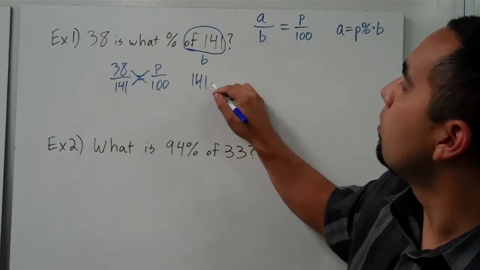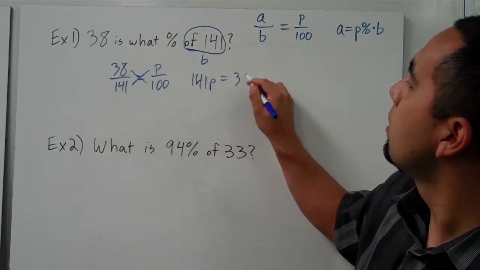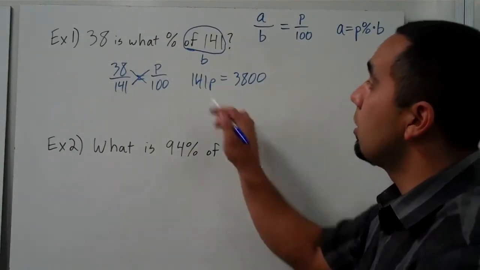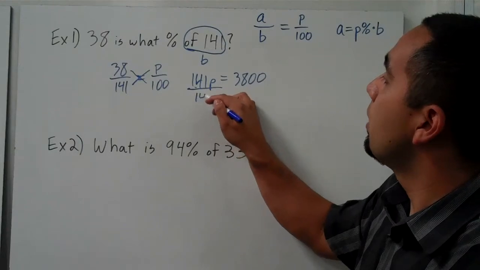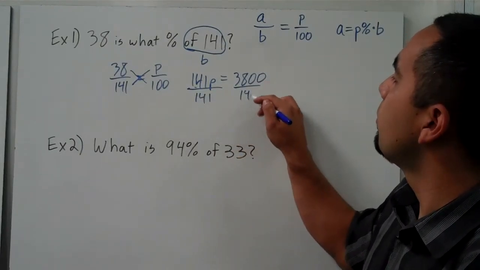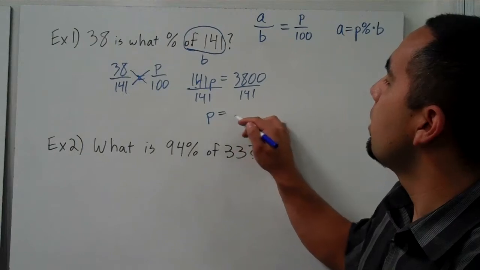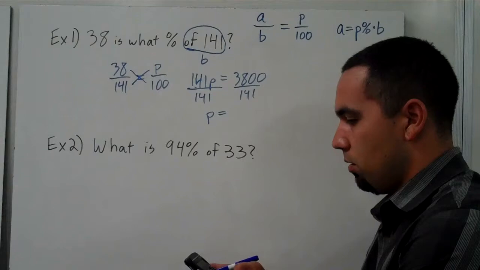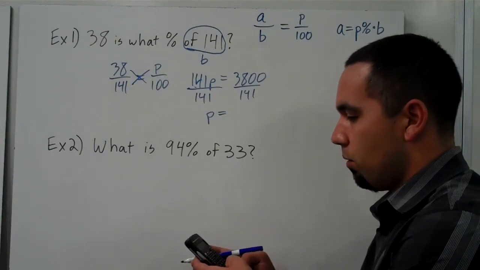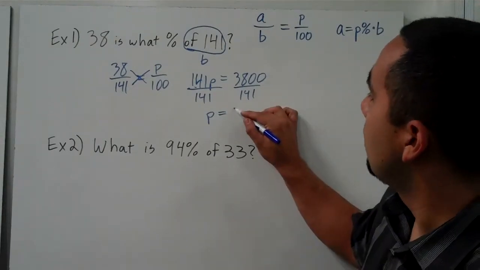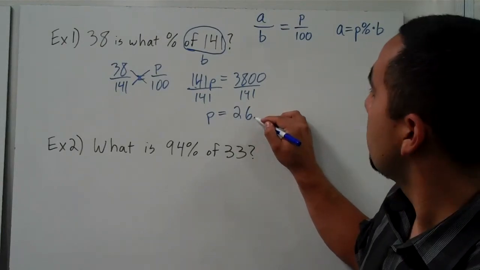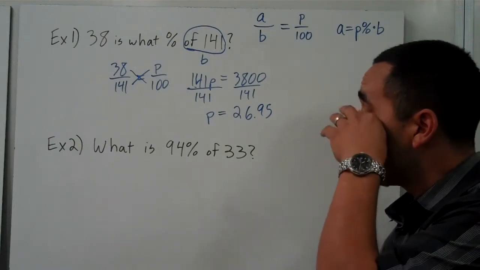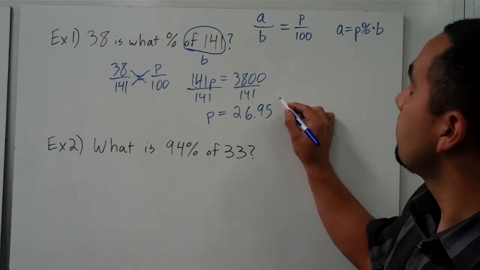I get 141p equals 3800. Again, we're dealing with really big numbers here, so I'm going to go ahead and use my calculator. I'm going to divide that by 141. I get the percentage, which is going to equal, let's type it in real quick, 3800 divided by 141. That equals 26.95. Okay, and there's our percentage right there.